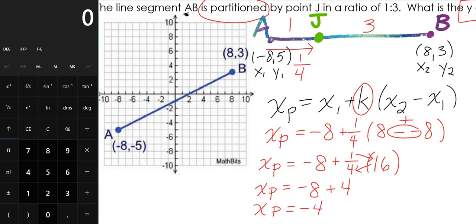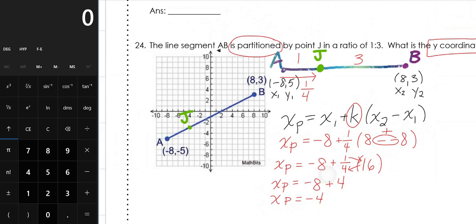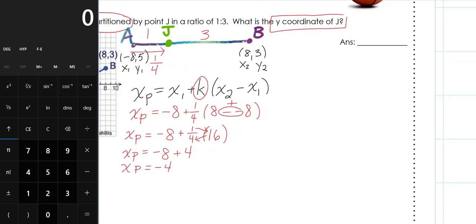Looking at your graph, if I find where -4 is on here, it looks like when I'm touching the line segment, it would end up being at -4, -3. That's where it looks like J should end up. So I think my answer is going to be -3 for the y coordinate. But let's go ahead and do the formula and make sure we get the same answer. Okay, I'm going to zoom out a little bit here, slide on over.